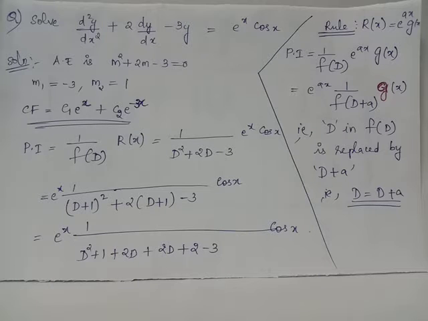Solve the differential equation d square y by dx square plus 2 times dy by dx minus 3y equals e raised to x cos x. Whenever the RHS of the differential equation is of the format e raised to x into g of x.